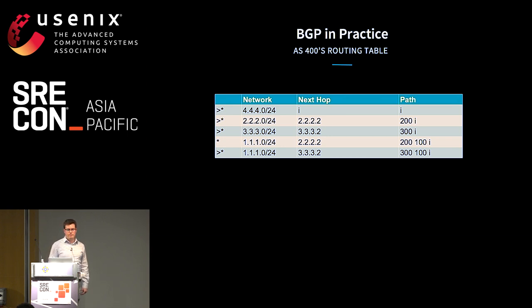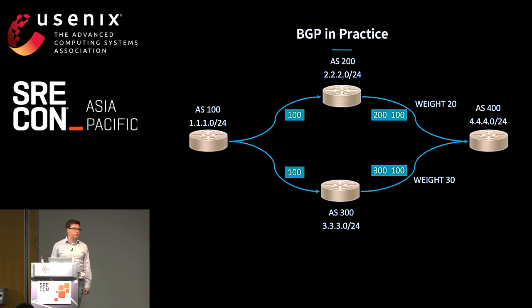And you'll notice in the left-hand column here, there's an arrow and a star. The star represents a viable path that's usable, and the arrow represents the preferred path. So in this case, my preferred path is through router 300 and then 100, and that's because I've set the weight to be higher. So I want to send traffic on that link instead of the other link through AS200.